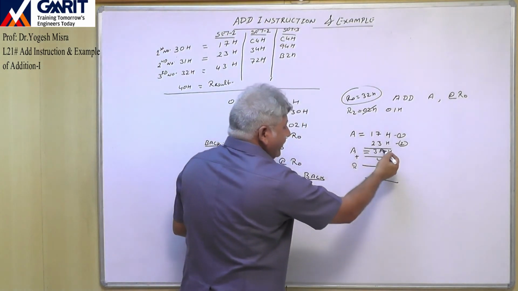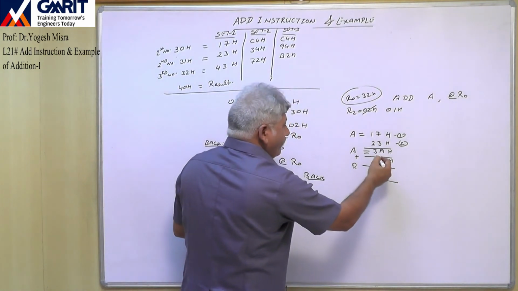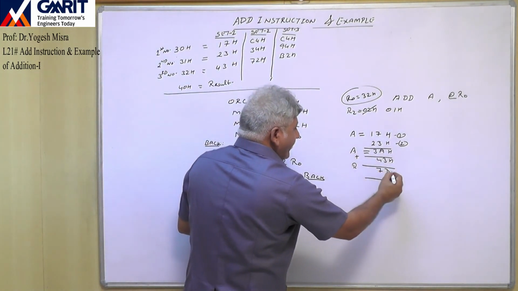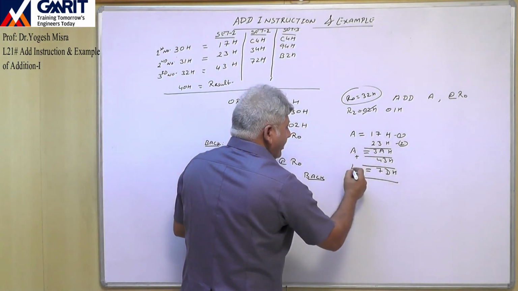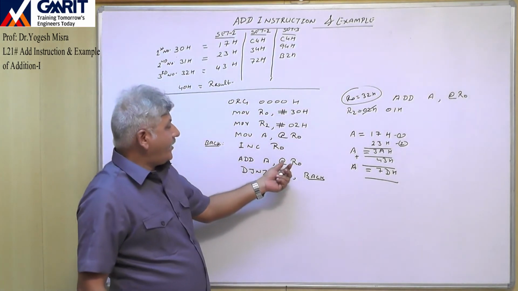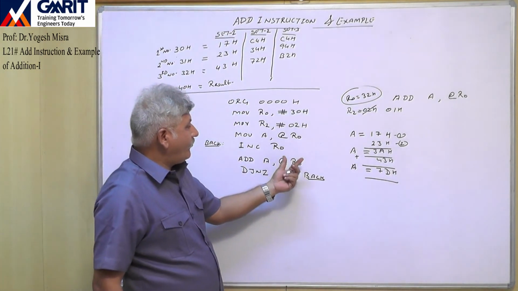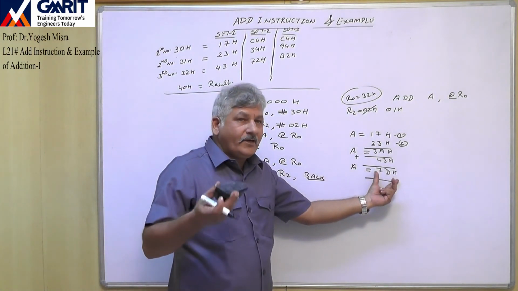And what is the result? A plus 3, B, C, D. This is D, and 4 plus 3 is 7. So this is the value 7D, and this will be stored in A after the addition. So finally, add A, comma, add the register R0. After this you will find in A 7DH, which is the addition of three numbers.